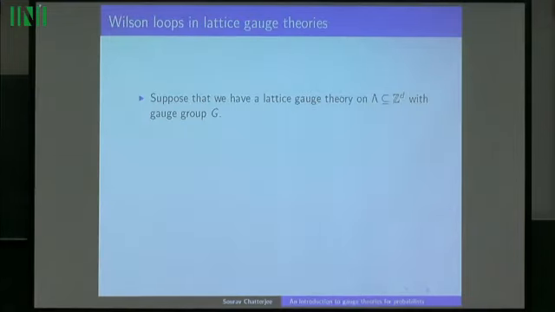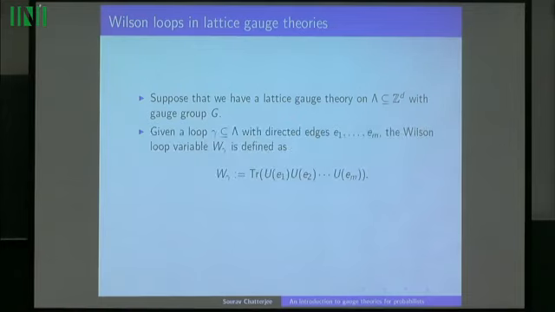Okay, so the next thing is Wilson loops in lattice gauge theories. These are also much easier to define than in the continuum setting. Suppose you have a lattice gauge theory with gauge group G, and then you take a closed loop gamma with directed edges e_1, e_2, up to e_n in some order. It doesn't matter where you start from. The Wilson loop variable W_gamma is defined as the trace of U_e1, U_e2 up to U_en. You have to take the product. Since this is a trace, it matters in which order you take the product, but it doesn't matter where you start from.